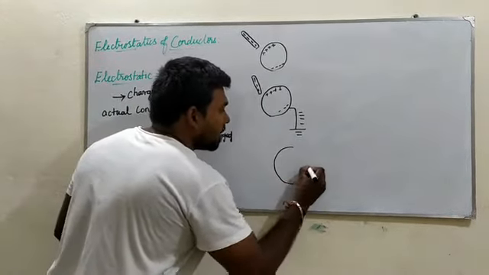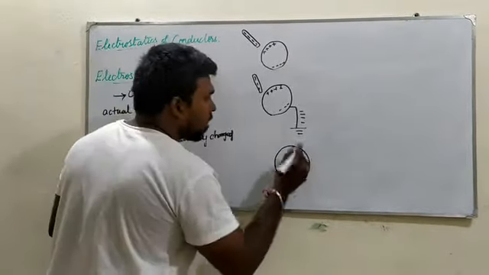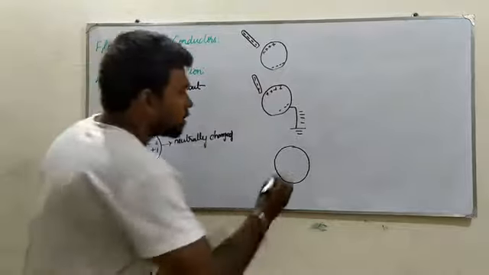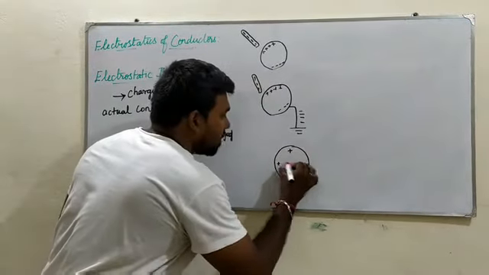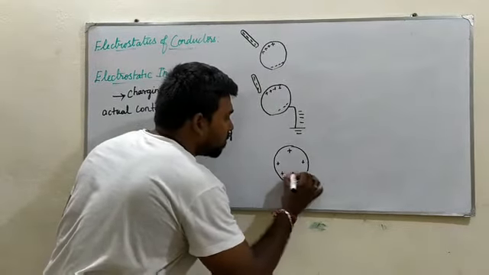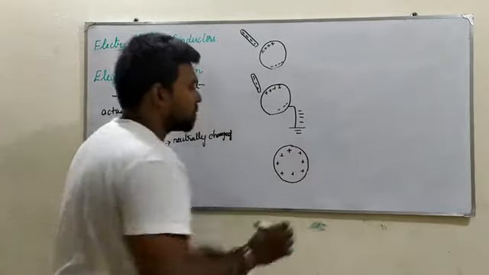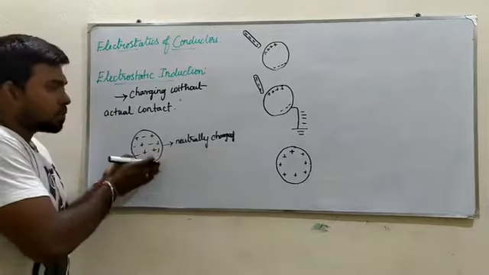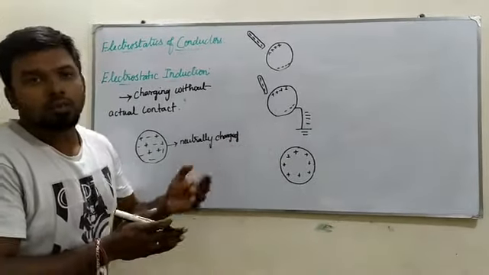Finally, when we remove the negatively charged rod, we can see that only positive charges remain. These positive charges will be distributed uniformly all around the sphere. So now we can say that the neutrally charged sphere has become positively charged.